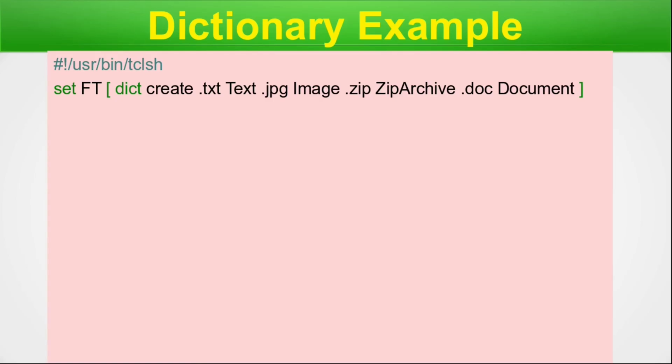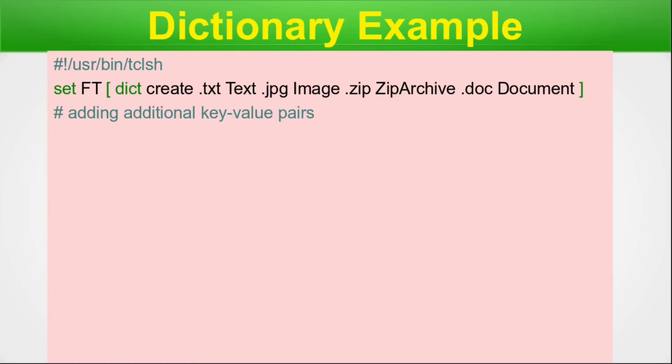Here we are using key value pairs of different file extensions and their type or name. So .txt is the key and the value is text. .jpg is image. .zip is a zip archive. .doc is a document. So here we have used four key value pairs to create a dictionary. And this way we can use the dict create procedure to create a dictionary.